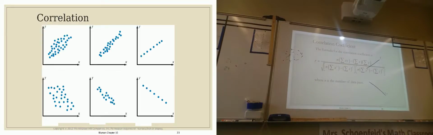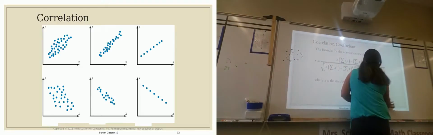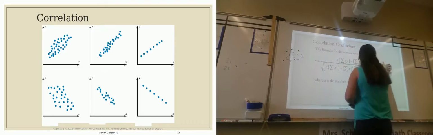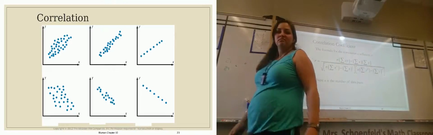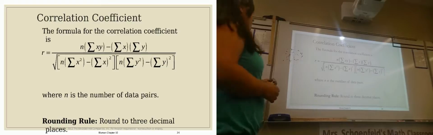Okay, this is the gross formula for R. Do we need that? No, we're going to use our calculator. It's in your book, so you don't need to write it down. It's gross. Rounding rule: round to 3 decimal places, remember that. So R to 3 decimal places.